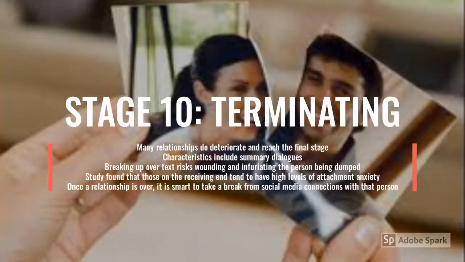Although some relationships tend to last a lifetime, many relationships do deteriorate and reach the final stage. Characteristics include summary dialogues about where the relationship went wrong and the desire to just end it all. Depending on the person's feelings, it could be short and amicable or bitterly drawn out over time. Breaking up over text risks hurting the person being dumped, but studies found that those on the receiving end tend to have high levels of attachment anxiety, explaining why the person didn't want to do it face to face.